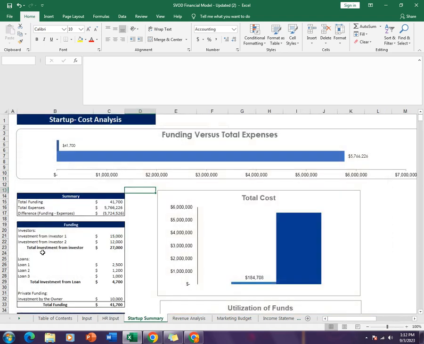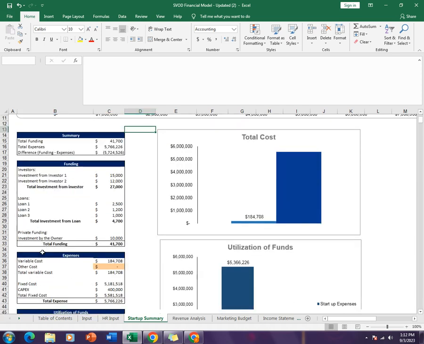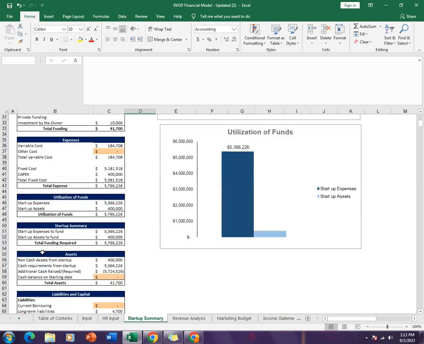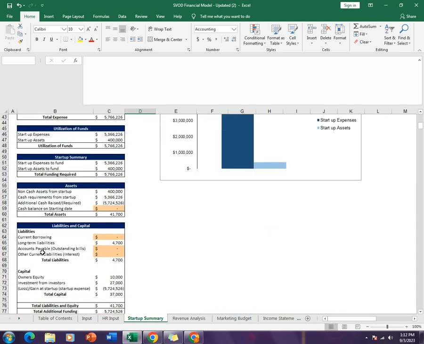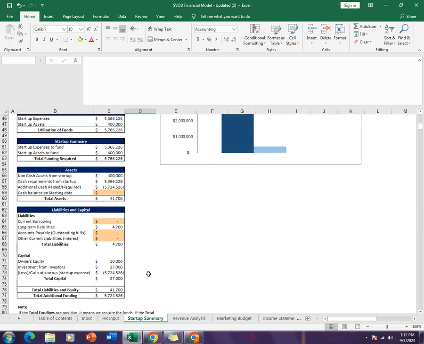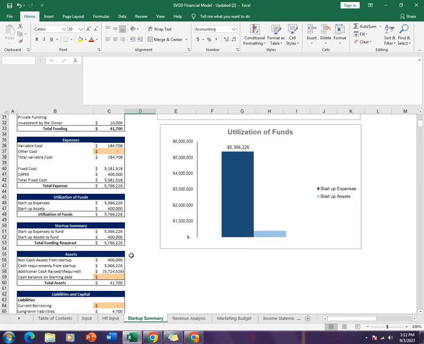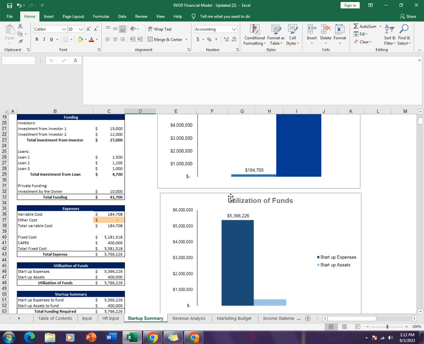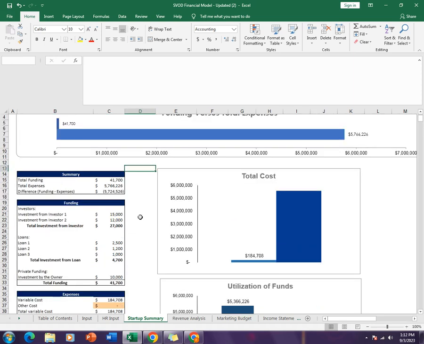Then comes the startup summary. This startup summary tells you about the first year of the company, how much funding the company is taking and how much expenses the company will have in its first year, and the funding that will be required for the first year to function accurately. It also tells about the company's first year assets, liabilities, and capital. All this information is also shown in graphical form.